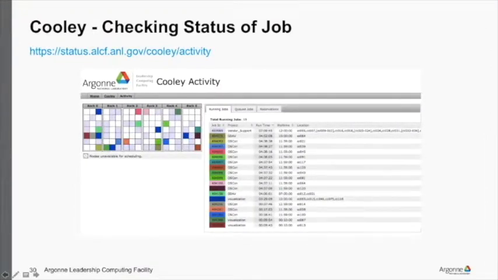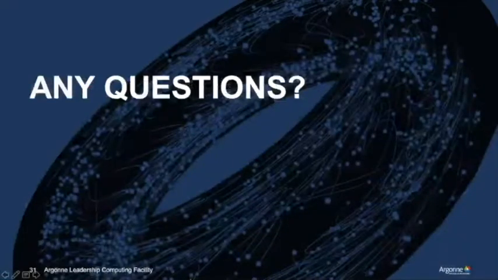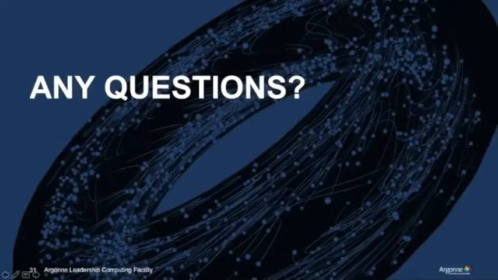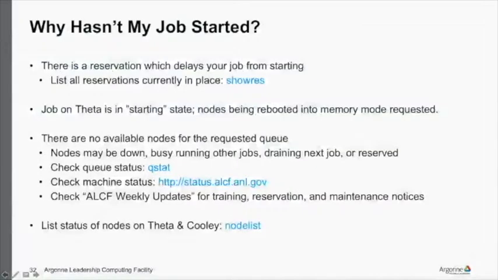And similarly, if you want to check the status of your job on the system or just the state of the machine, you can go to the Cooley activity page. Are there any questions on that? So again, the Cooley description was relatively short. There is a lot of information on the ALCF website if you have additional questions.